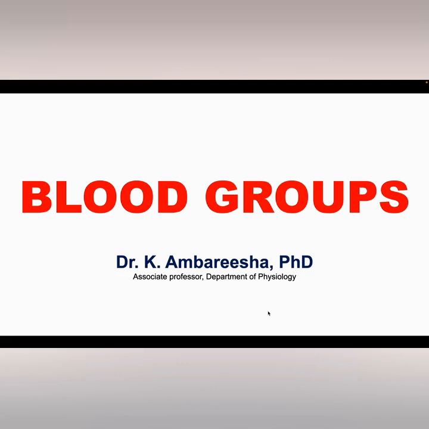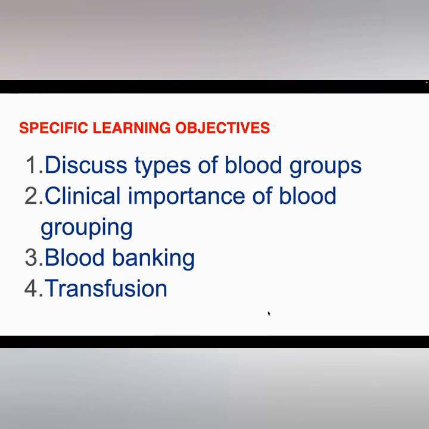As a part of physiology, today I am going to talk about blood grouping, blood groups. How an individual gets an individual blood group system, how they are inherited from parents to children, what the different types of blood group systems are, and the clinical importance of blood grouping, blood banking, transfusion, and so on, I am discussing in this lecture.